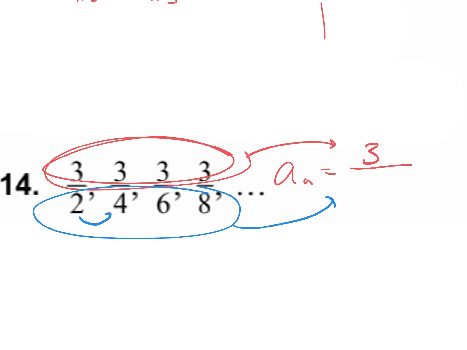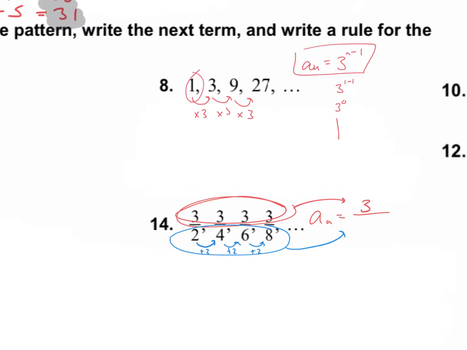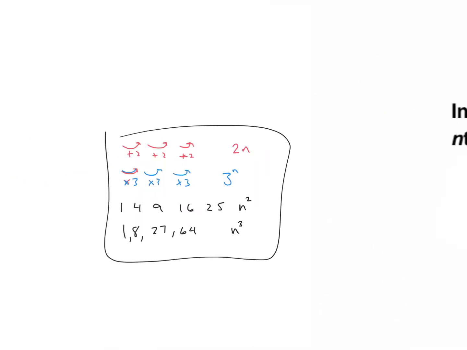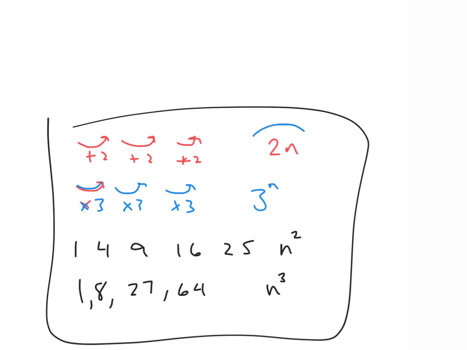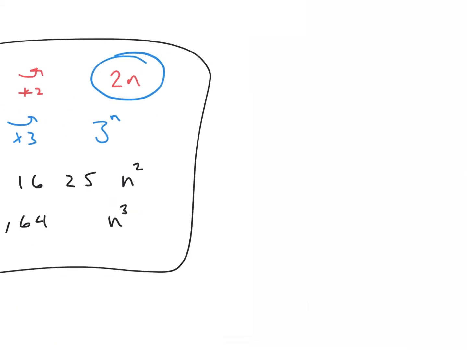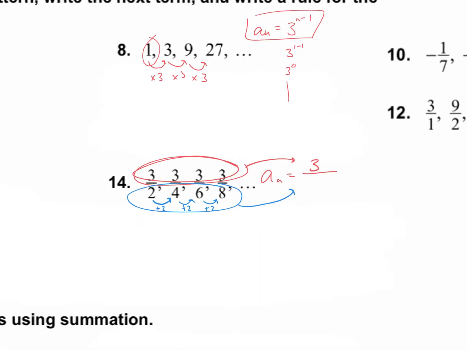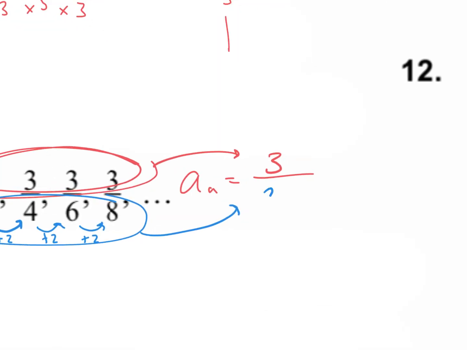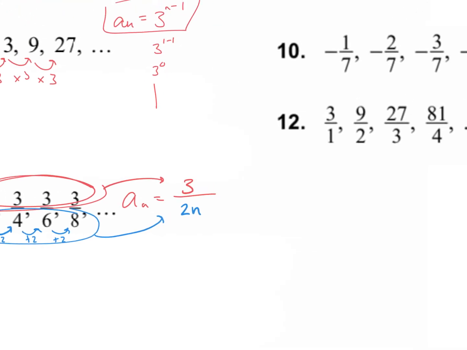So we are multiplying to get from 2 to 4. We're multiplying by 2. Oh, we are actually adding 2 here. Adding 2, adding 2, and adding 2. So how do we write our rule if we're adding 2 each time? Go back to here. What did we say? If we add 2 each time, how would we write our rule? 2n. So 3 over 2n. Perfect. Yep.